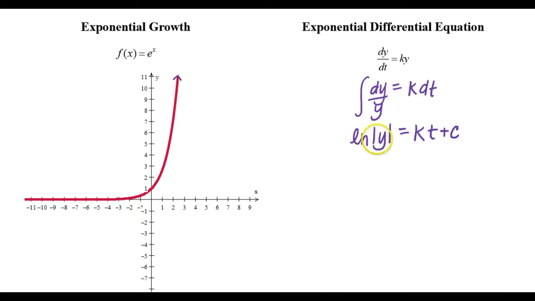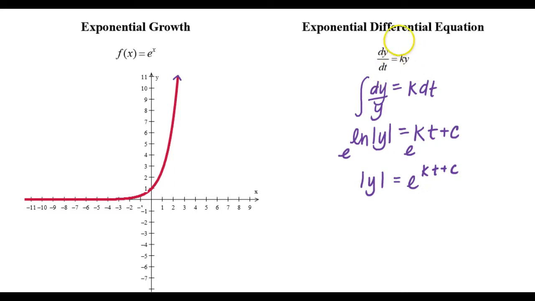Now if I wanted to solve for y, I would have to exponentiate both sides. So the absolute value of y is e to the kt plus c. And of course, it's going to end up being either plus or minus, but we don't have an initial condition. The bottom line is that the answer is going to be an exponential function of some form. So maybe a shift or a stretch, but it's going to have the same general shape.